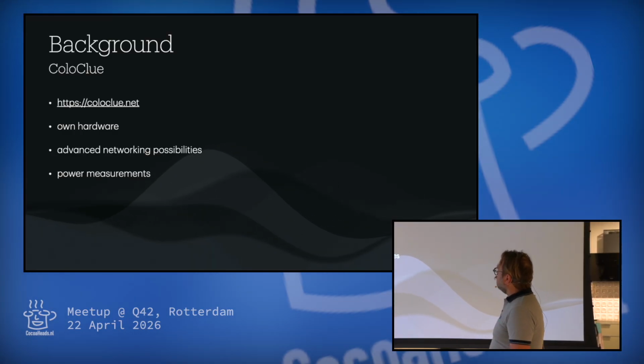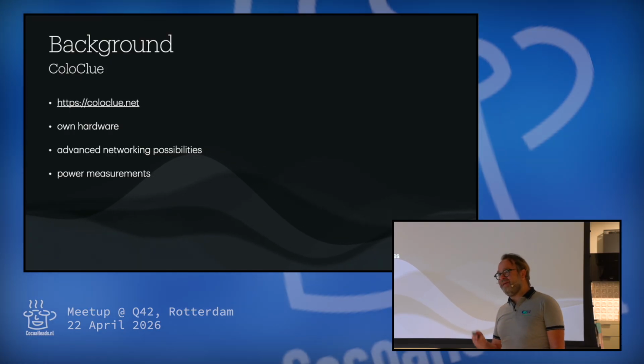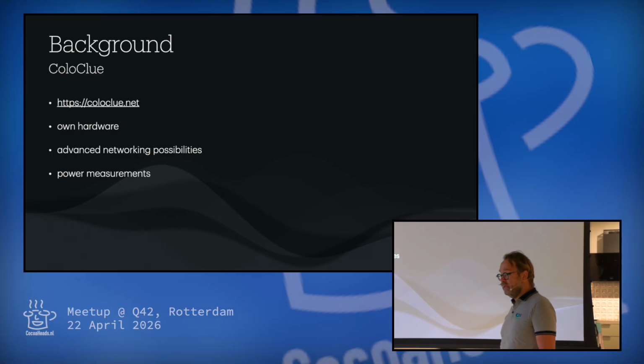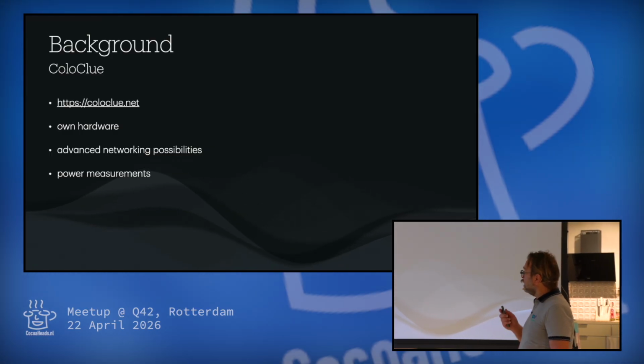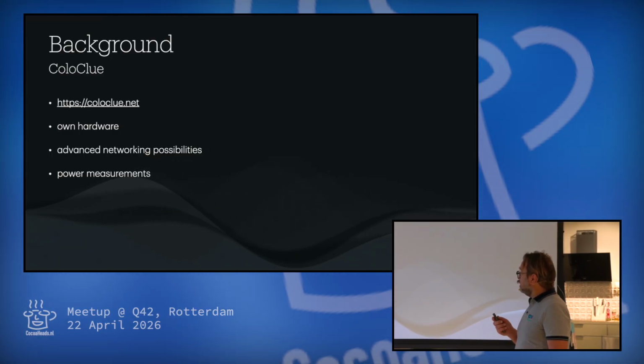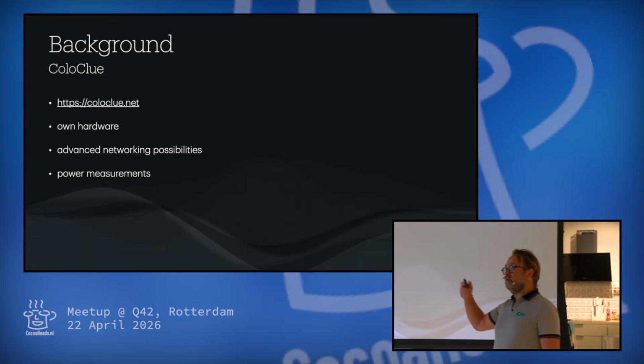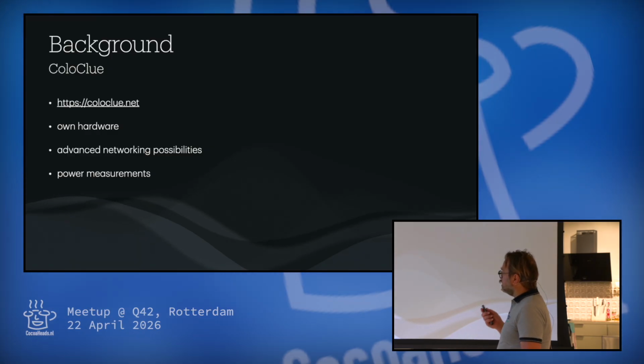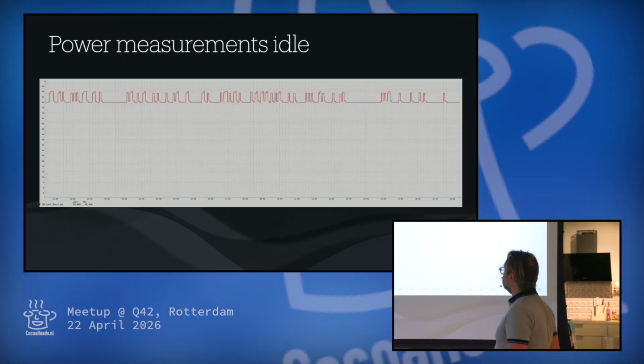One of the things they also do is power measurements, because you pay by the kilowatt hour. So you don't pay for bandwidth. Bandwidth is free. You pay for kilowatt hour, and that's necessary because the more power you use, the more the air conditioning has to cool down your server and the whole room. So it's better if you don't use much power.